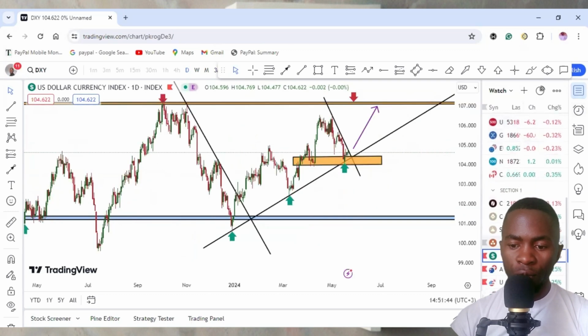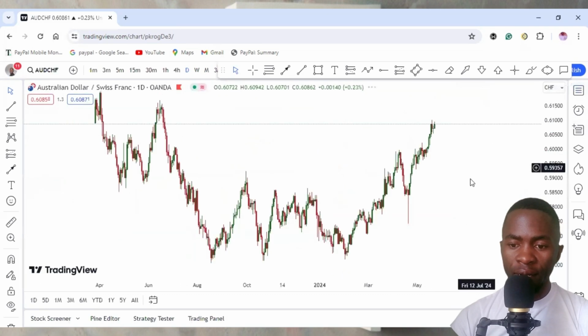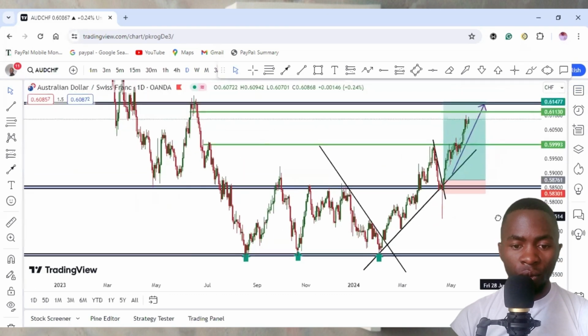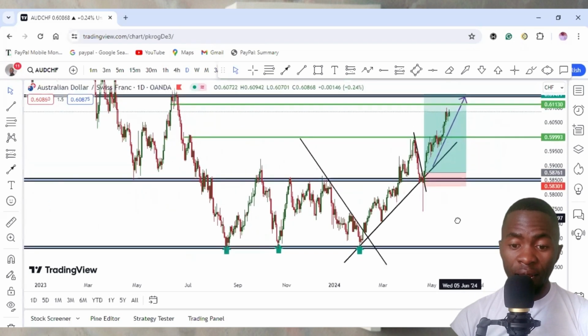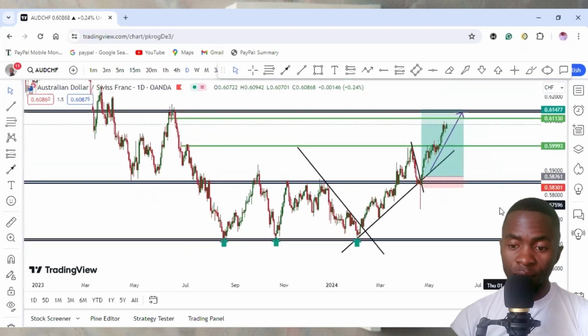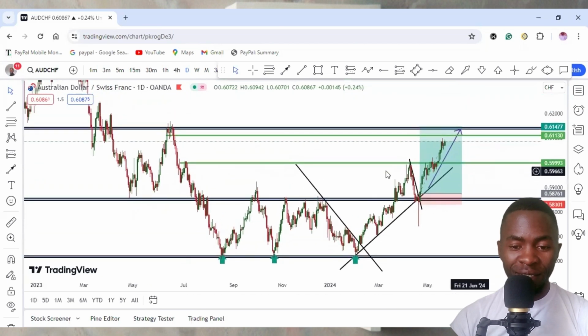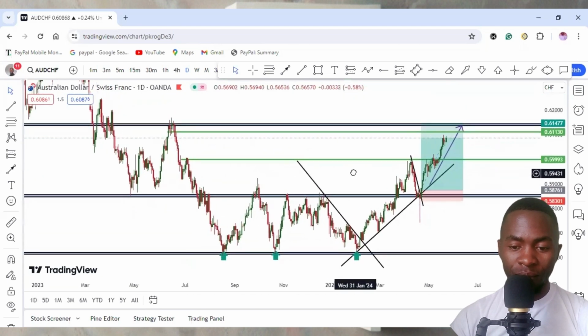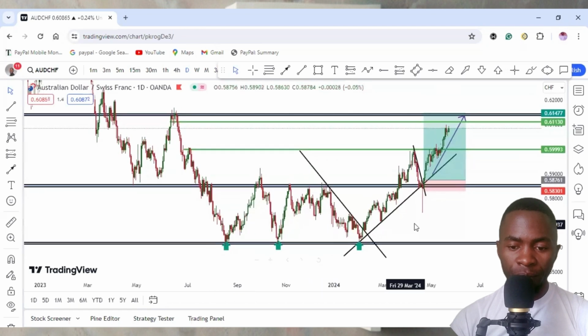Let's go to the first pair now that we are currently in. This is AUD CHF. AUD CHF, I love the pair. It's also one of the pairs that don't disappoint. From the chart, you can see everything is very clear. From the bottom here, you can see we have a triple bottom.